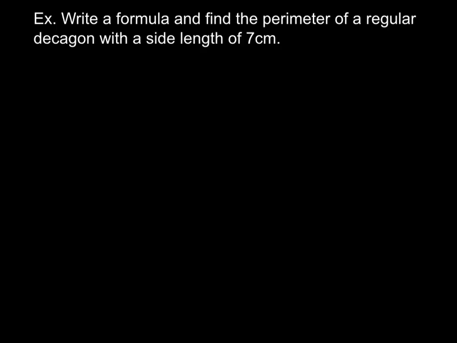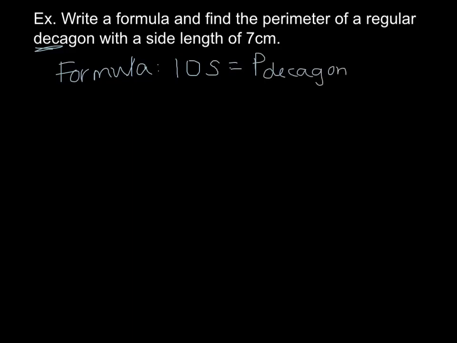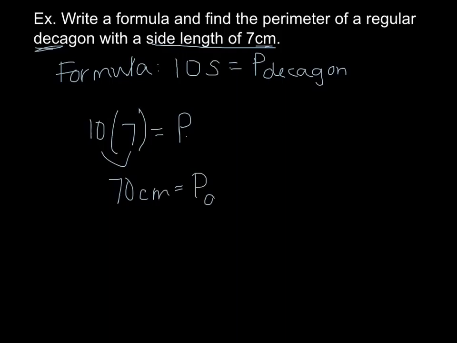Okay, so let's try this one. Write a formula and find the perimeter of a regular decagon with a side length of 7 centimeters. So our formula, just like we just did on the last slide, I better not write and talk. Our formula would be, there's deca, I'm thinking decade, so I know it's 10S equals perimeter of a decagon. Okay, so I need to take 10 times the side length of 7 centimeters. That's going to equal my perimeter. Okay, 10 times 7 is 70. Get my unit down, centimeters. That is going to be the perimeter of my decagon.